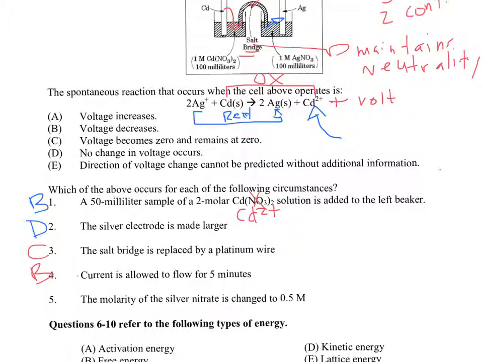Okay. B, the molarity of the silver nitrate is changed to 0.5 molar. So basically what they're doing is they're changing this concentration to 0.5. Now we've got to think about what's going on in that beaker. Aren't those silver ions being pulled out of solution to stick to that bar? Well, what did you technically do to the solution from the original?